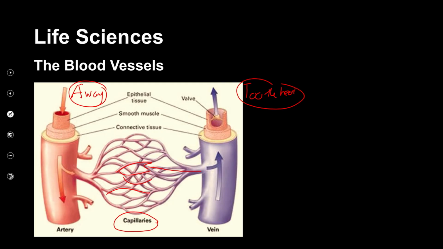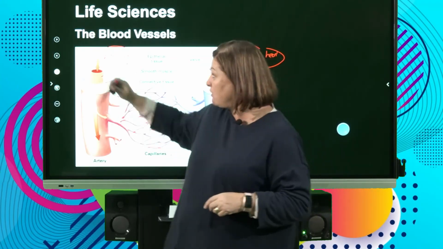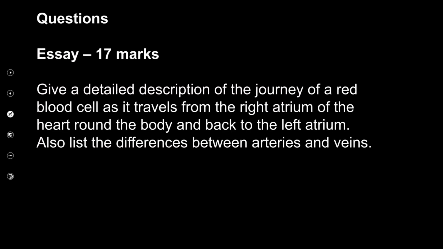Now guys, when we look at the artery and the vein, they are slightly different in structure because they do things slightly differently. Have a look, an artery's got a lot of muscle because it's got a pump, and the veins, they bring things back to the heart, so they've got valves to stop the blood flowing back. So you need to be able to tell the difference between an artery and a vein and a capillary, and why.